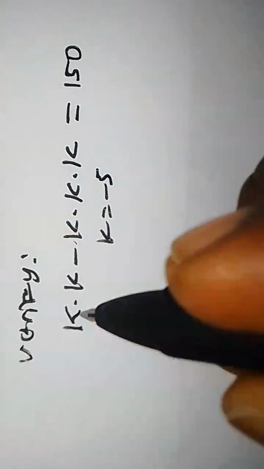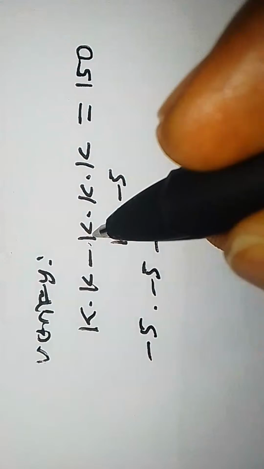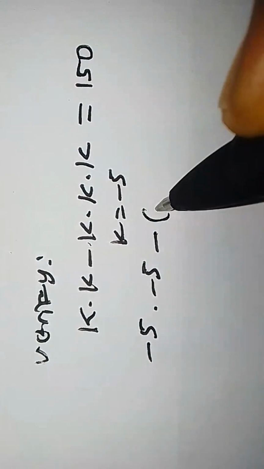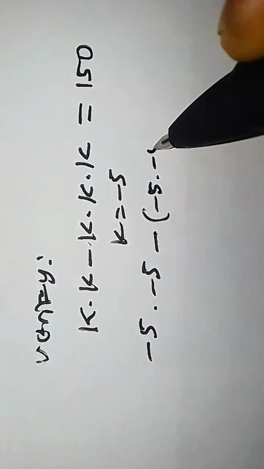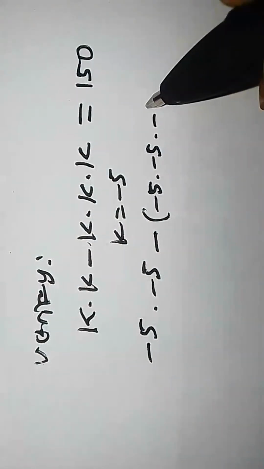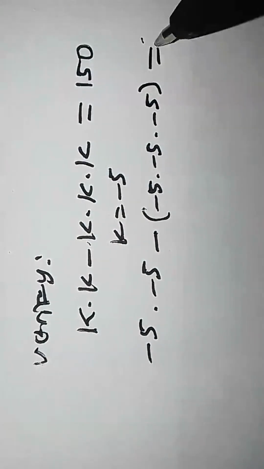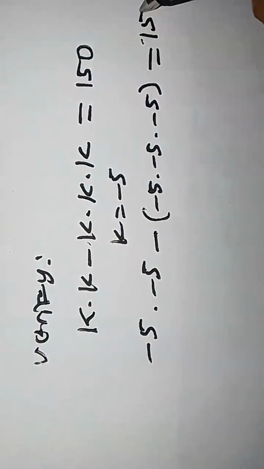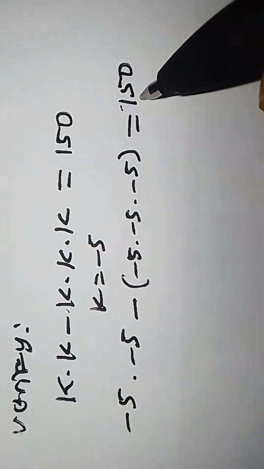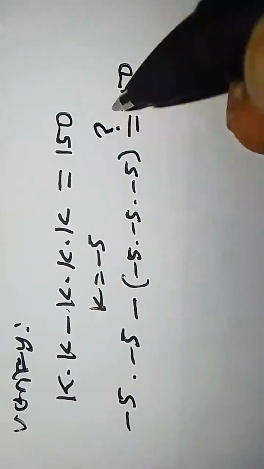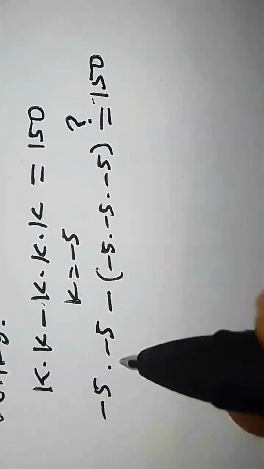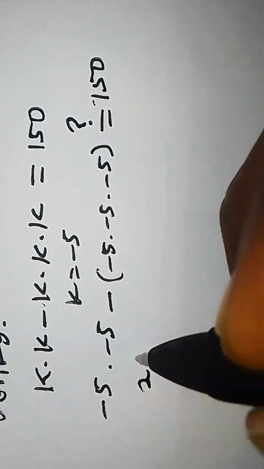So, when k is equal to minus 5, plugging it in here, we have minus 5 times minus 5 minus, let's just open brackets here, minus 5 times minus 5 times minus 5 equal to 150. This is our claim. Let's put a question mark. Minus 5 times minus 5, that is 25.